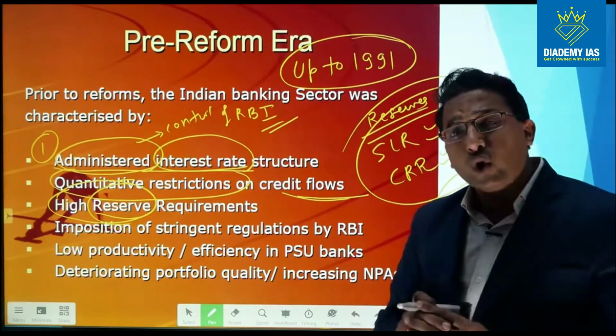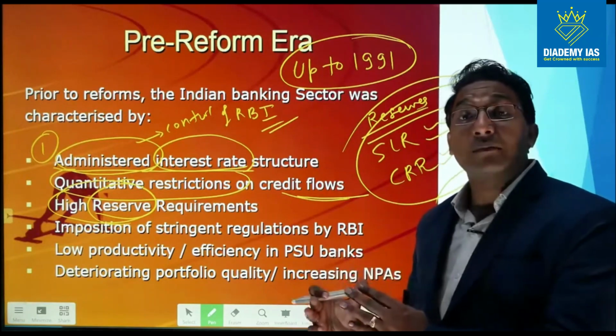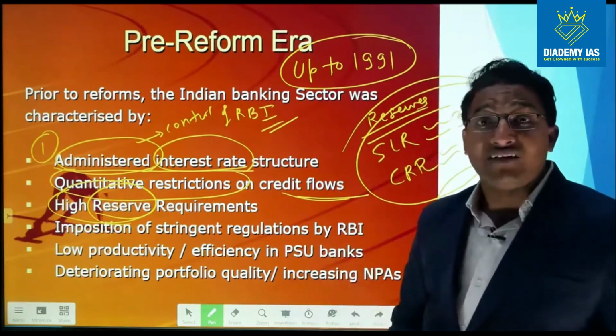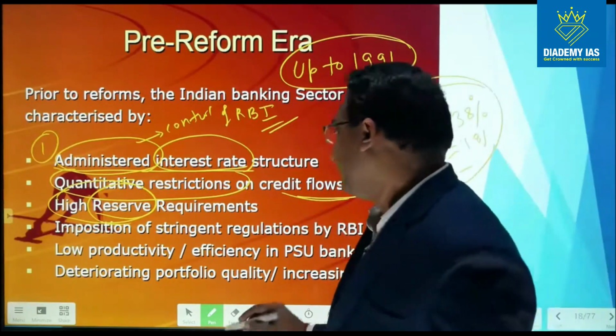So there was a lot of money which was locked up in the banks. That money was not able to create further credit. So sufficient money was not available in the economy. So this high reserve requirement was also one of the big problems.